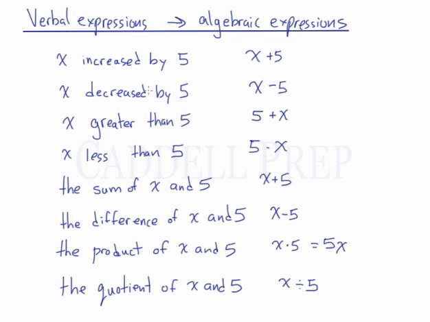So you should get familiar with these different expressions. For some of you, it may be better to memorize. Increase by 5 means add 5. X greater than 5 means we're adding x to 5. Then x decreased by 5 means we subtract 5. But x less than 5 means 5 minus x. Or for some of you, you might be able to look at this and just make sense of it and figure out the correct way to write it as well.